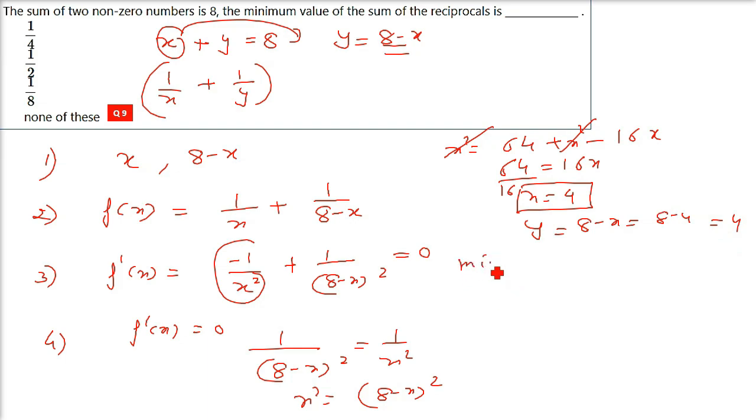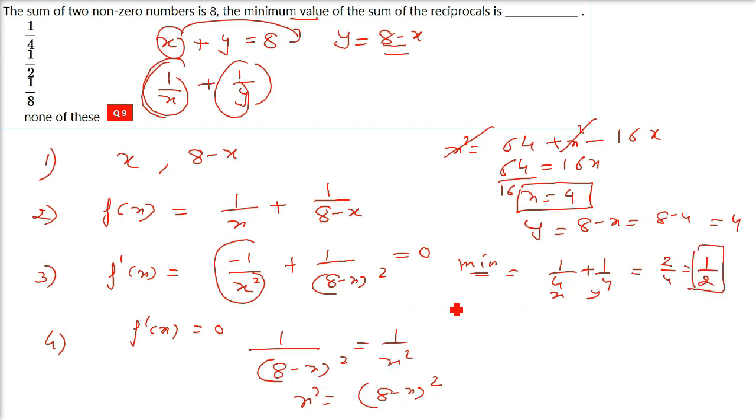So what is the minimum value? The question is asking about the minimum value of this sum of the reciprocals. So we are interested in 1 by x plus 1 by y. And we already got x and y as 4. So 1 by 4 plus 1 by 4 is what? It's 2 by 4. That is actually equal to 1 by 2. So this is your answer, 1 by 2.